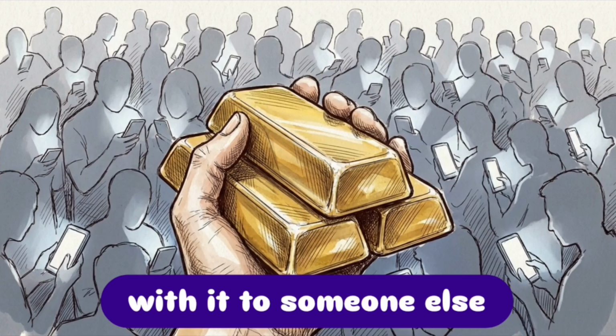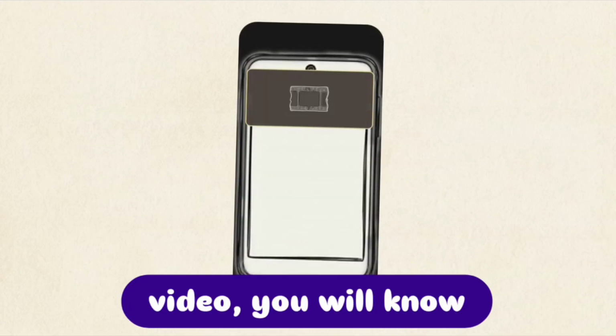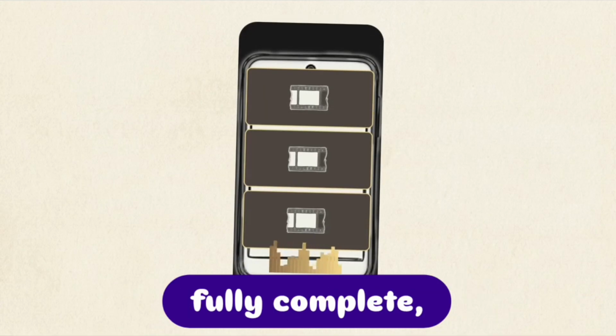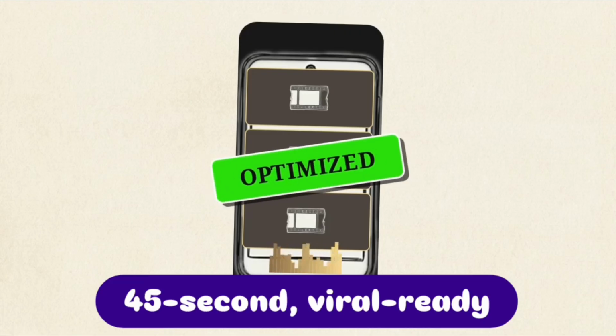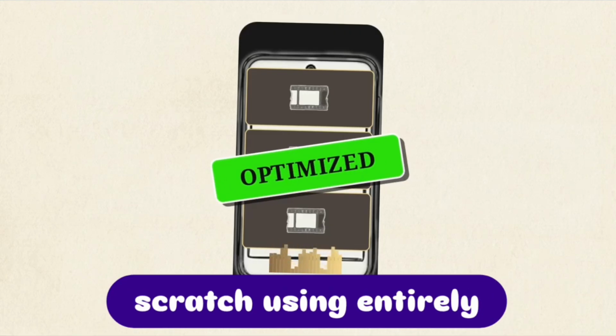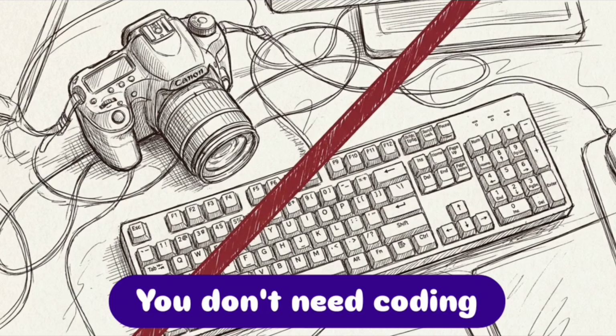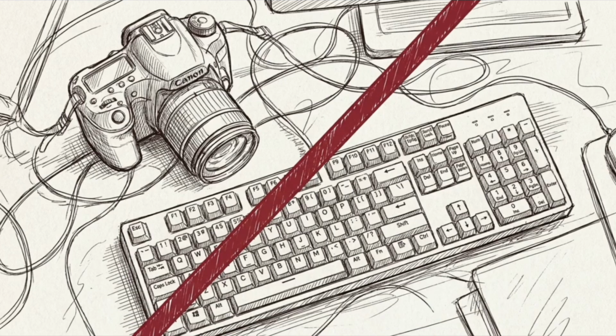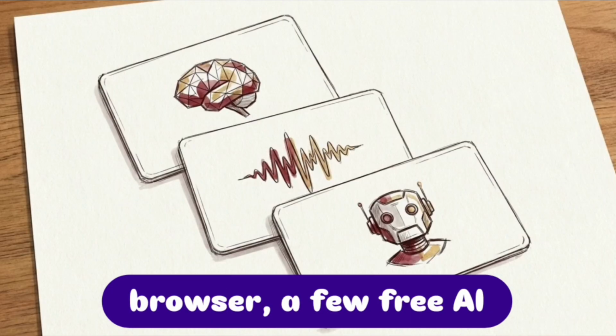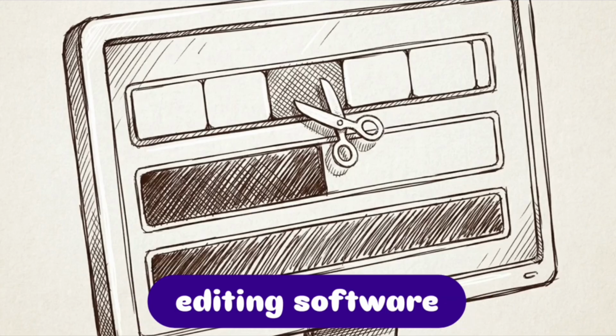By the end of this video, you will know exactly how to build a fully complete 45-second viral-ready YouTube short from scratch using entirely free tools. You don't need coding skills or expensive gear. You just need a web browser, a few free AI accounts, and basic editing software.